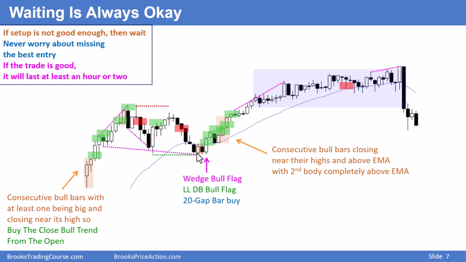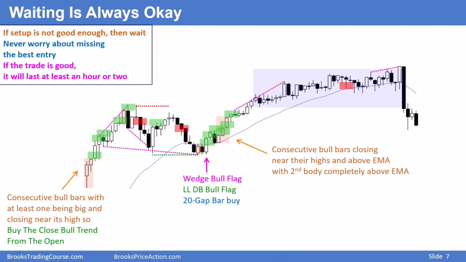And here we went down, we went up, and we went down again. And therefore you could buy above the neckline here or above a bull bar closing near its high there. And look for a trade that'll last at least an hour or two and have at least a couple legs up. This has one and then a minor leg. These are minor legs, but it did last for a couple hours or so.